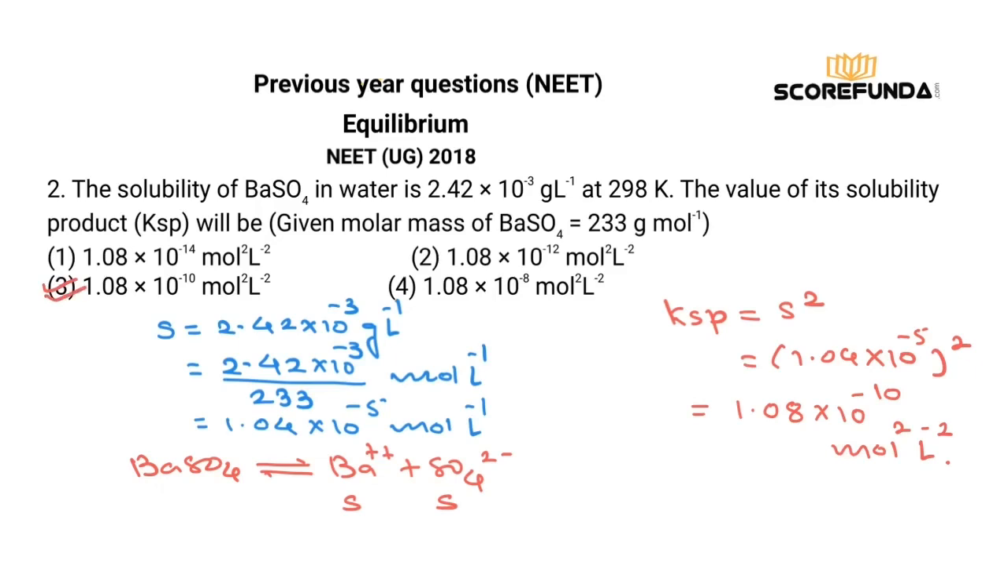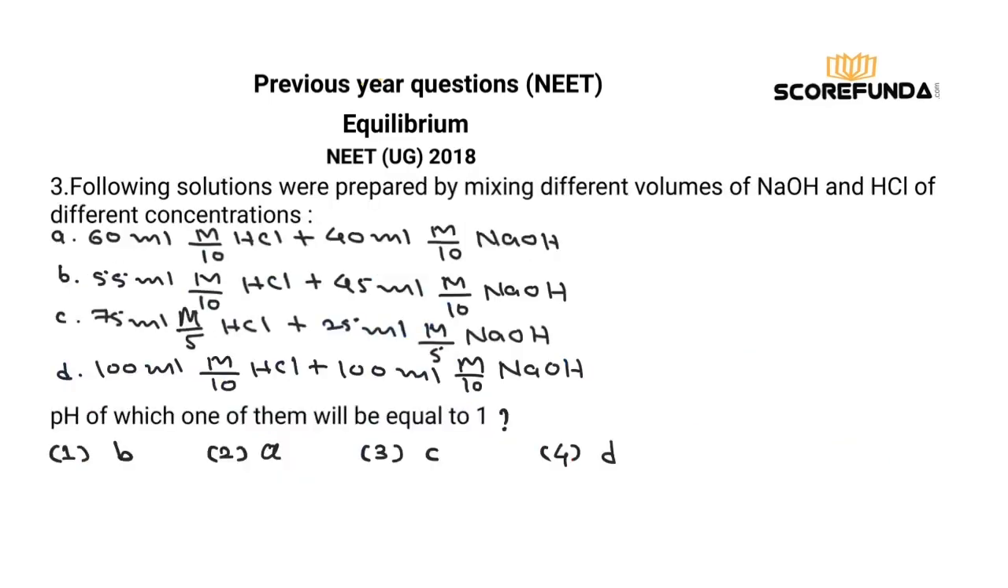नाउ लेट अस लुक एट क्वेश्चन नंबर 3 जो इक्विलिब्रियम पे नीट 2018 में आया था. थर्ड क्वेश्चन था: फॉलोइंग सॉल्यूशंस वर प्रिपेयर्ड बाय मिक्सिंग डिफरेंट वॉल्यूम्स ऑफ NaOH एंड HCl ऑफ डिफरेंट कंसंट्रेशंस, और ये मिक्सचर्स दिए थे, सॉल्यूशंस दिए थे A B C D, और आपको पूछा था pH ऑफ विच वन ऑफ देम विल बी इक्वल टू 1.